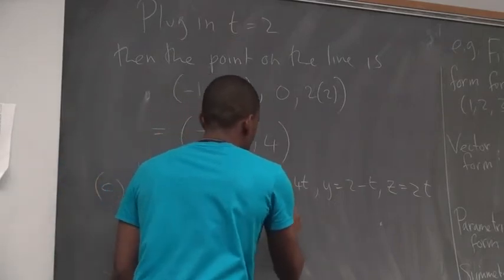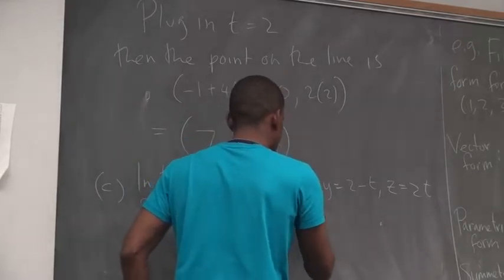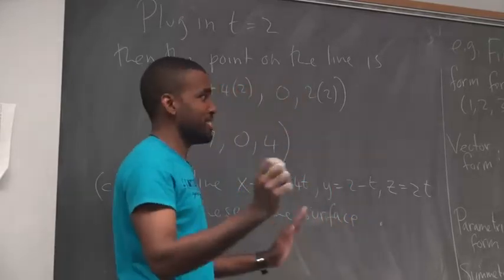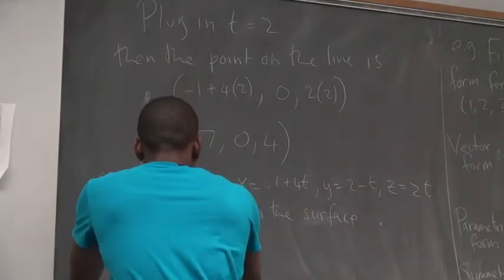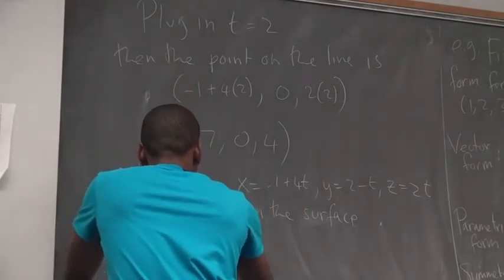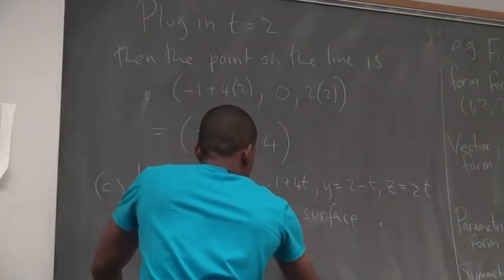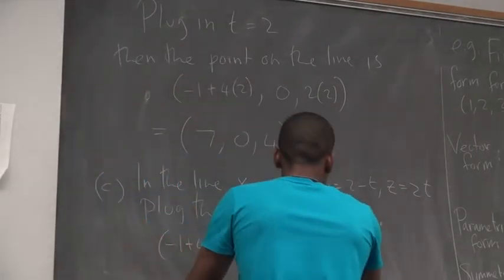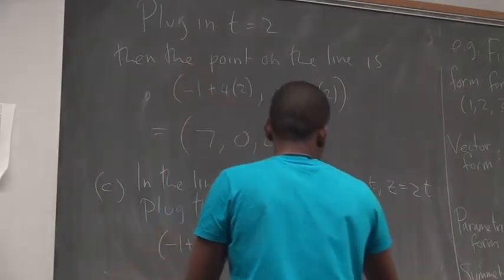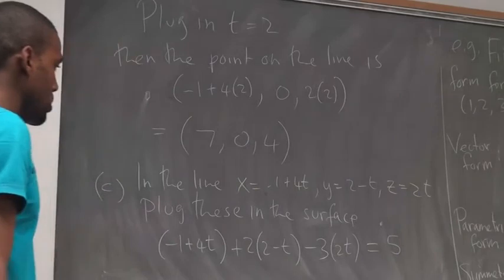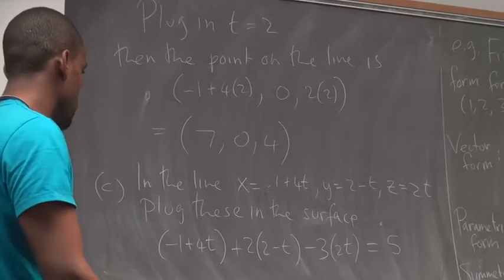Plug these in the plane. It's actually a plane. I called it surface here because I wanted to maintain the suspense. So you would have x, which I know here is minus 1 plus 4t, plus 2 times y, plus 2 times 2 minus t, minus 3 times the z, which I know is going to be 2t, and that should give me 5. So now I can solve for t. Once I have t, I can plug it back into my equation of a line to find the point it passes through.